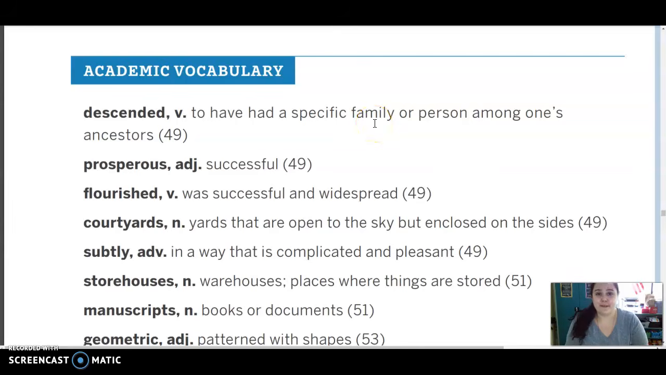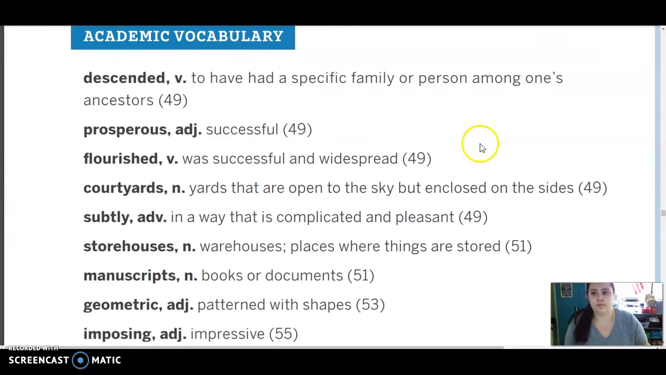Hi, fourth graders. It's Miss K here with Unit 2B, Lesson 22. And we're going to learn about the classical age today, which is a time period where there was some really cool architecture going on in Europe.